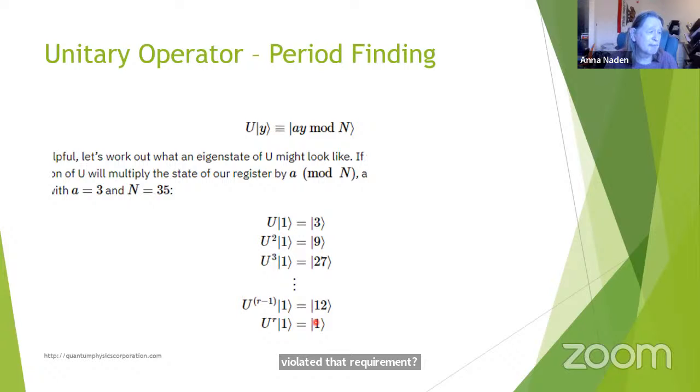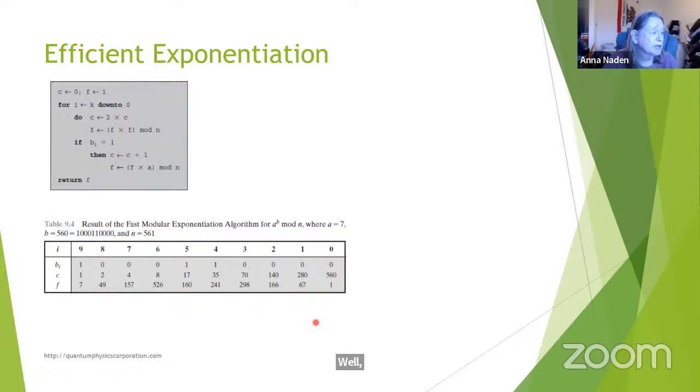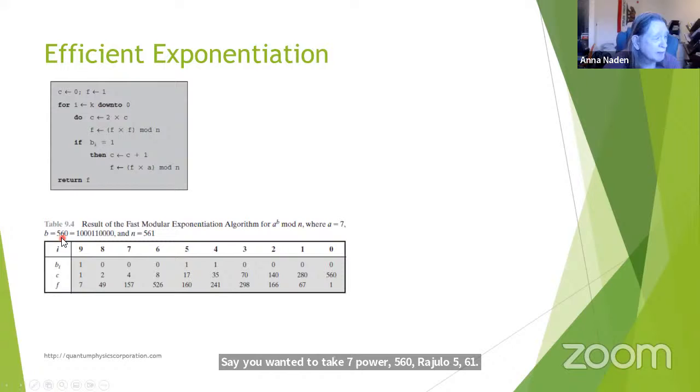Well, it's because I have powers. So you might have... well, I'll illustrate it in a moment. But you have to, say you wanted to take 7 to the power 560 modulo 561. You'd have to multiply 7 560 times. Well, that's too large. That's inefficient. So there's a shortcut.